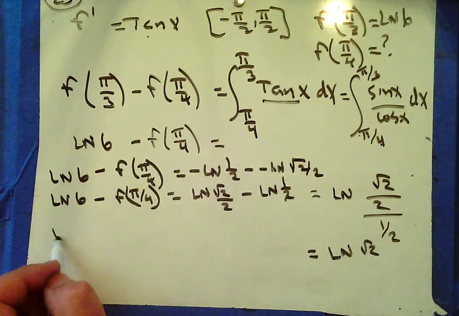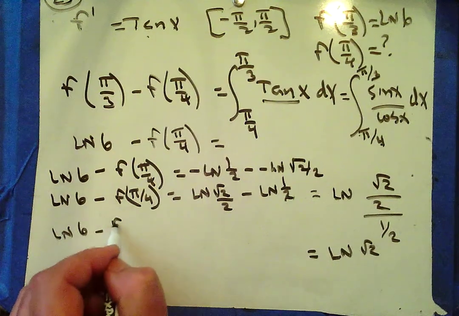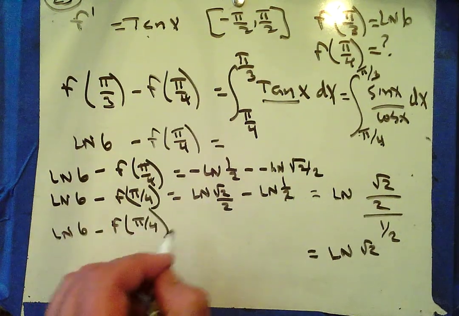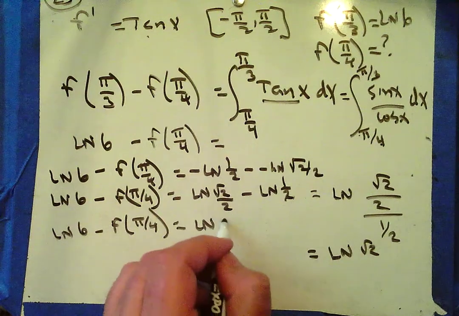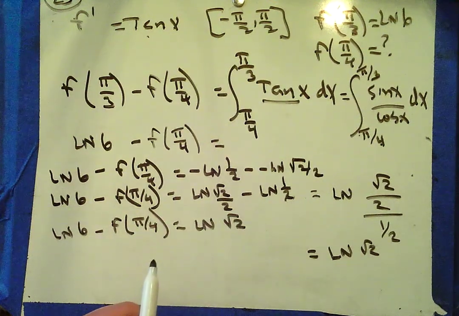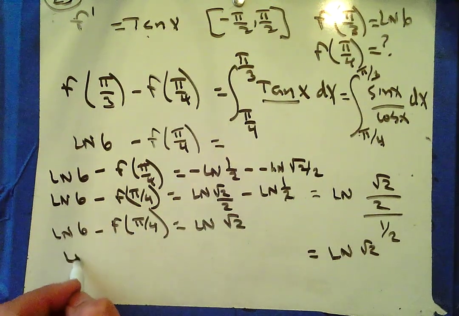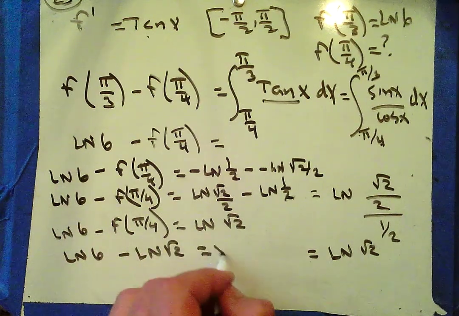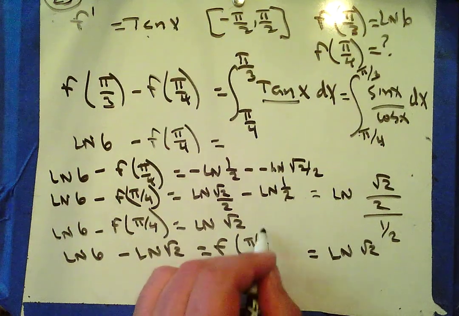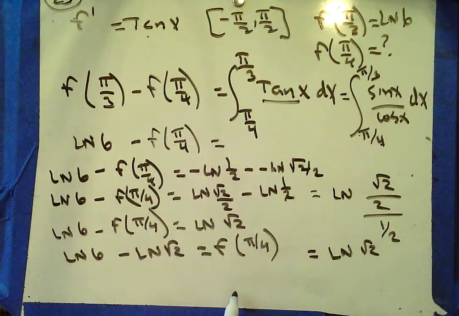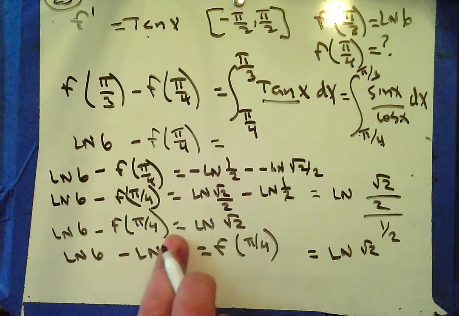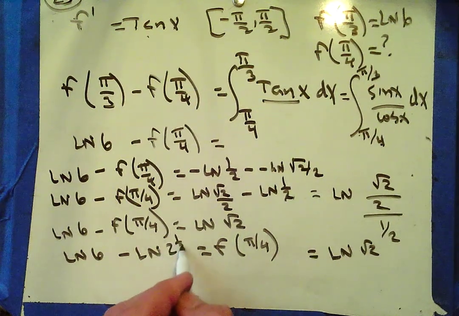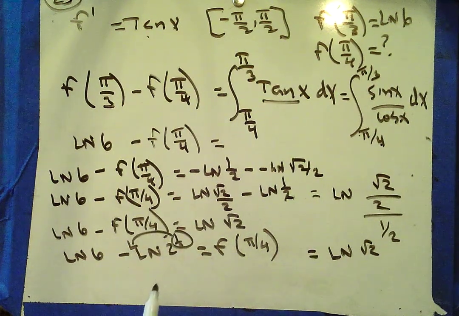Okay, so now I've got ln of 6 minus f of pi over 4 equals ln of root 2. And so I want to say that's going to be ln of 6 minus ln of root 2 equals f of pi over 4. However, I don't see that answer there. So that means I need to do some more stuff with this. Square root of 2 is 2 to the 1 half, and I can pull that 1 half power out in front.